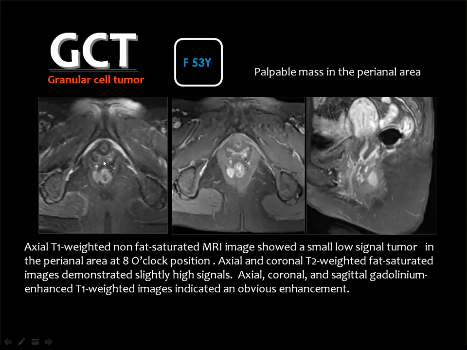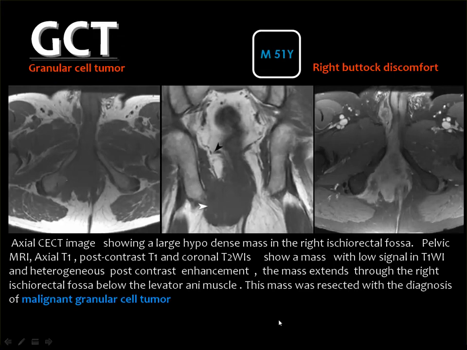This is a T2 weighted image, and you see a very small lesion adjacent to the anal canal, and this lesion enhances strongly after injection of contrast, and this is one of the criteria of this granular cell tumor, and this is the appearance of the lesion in the sagittal image.